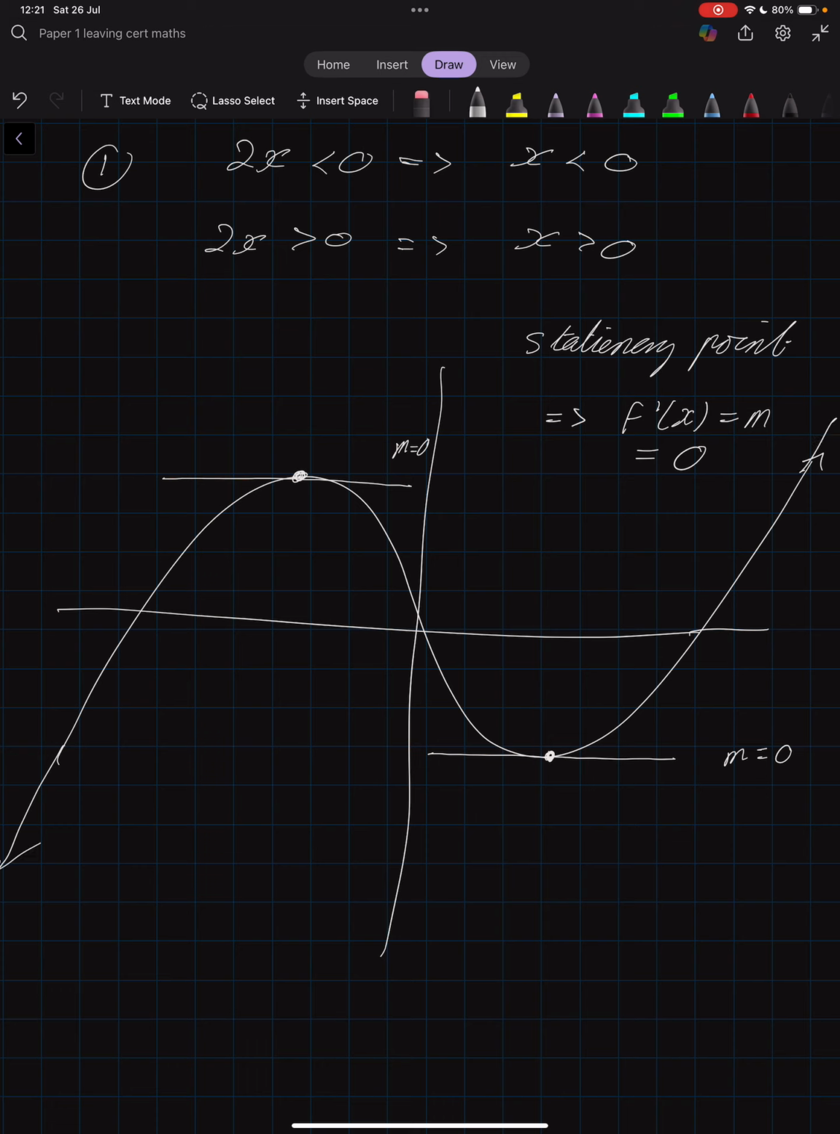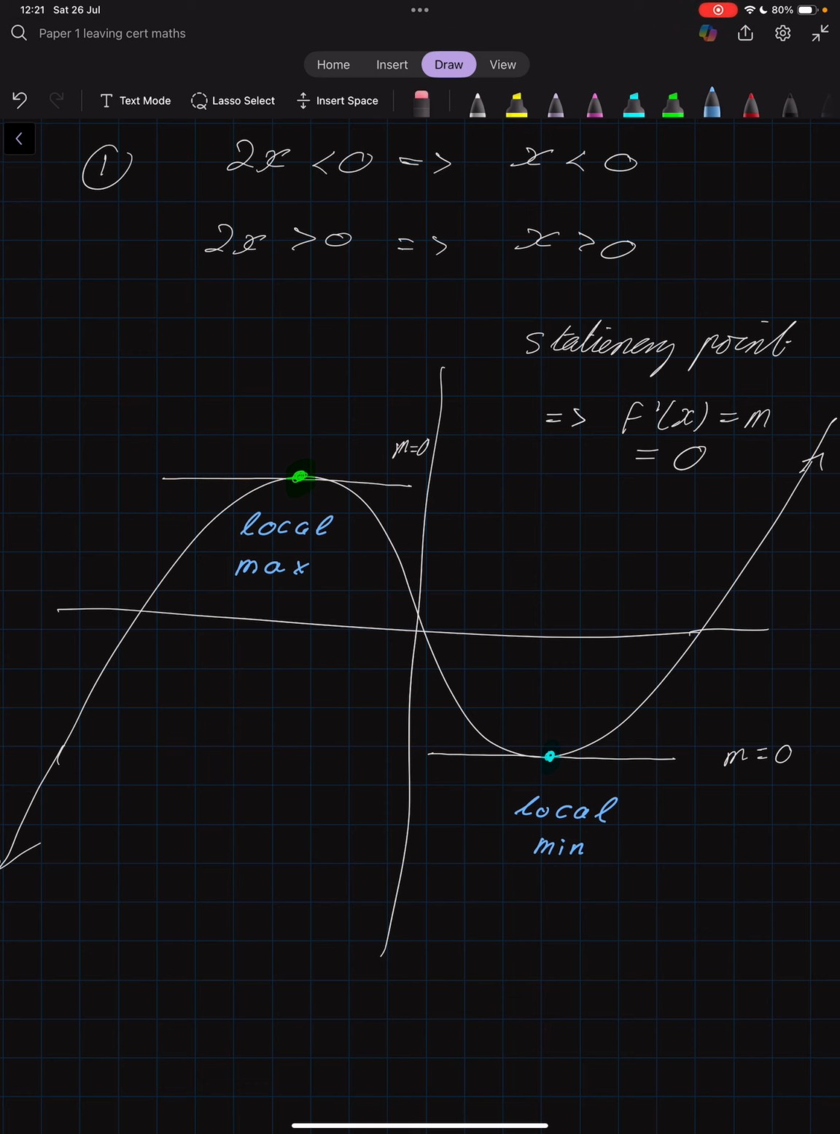So very important distinction. Now, these points are both stationary points. The green is called a local max, and this one is called a local min. So a local maximum and a local minimum.